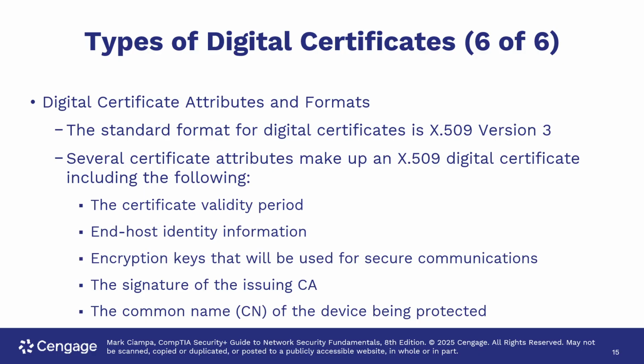So there are digital certificate attributes and formats. There's a standard format called X.509 version 3. Several certificate attributes make up an X.509 digital certificate, including the following: the certificate warranty period, end host identity information, encryption keys that will be used for secure communications, the signature of the issuing CA, and the common name or CN for the device being protected.